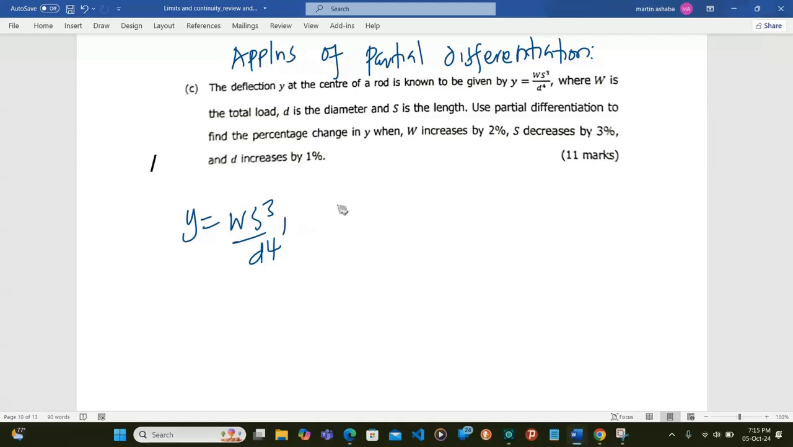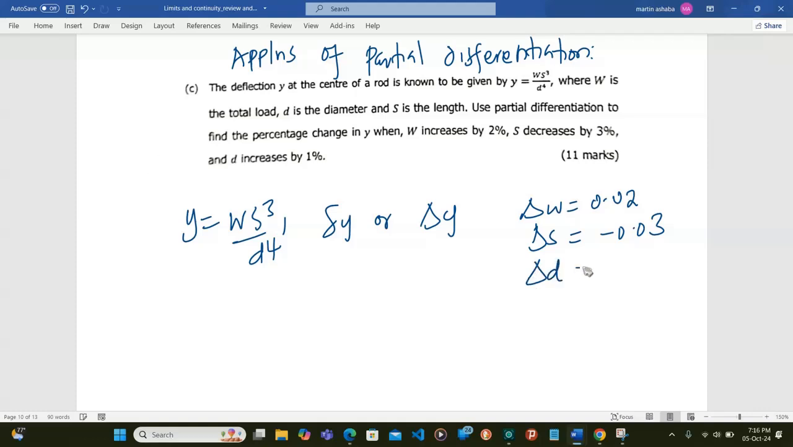So we are looking for the change in y, which you can write as del y. This is when w changes by 0.02, and del s, the change in s, is negative 0.03, because we are told s decreases, and the change in d is increased by 0.01, so we are having a positive 0.01.